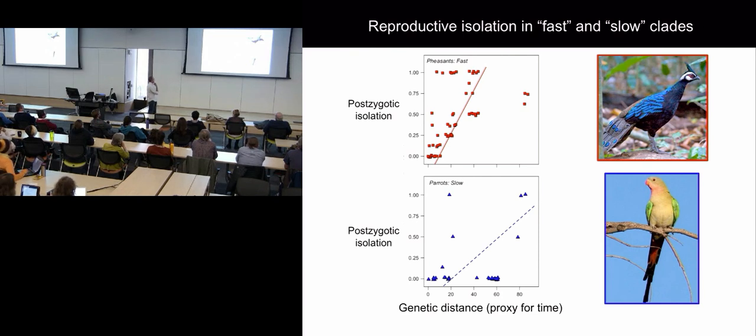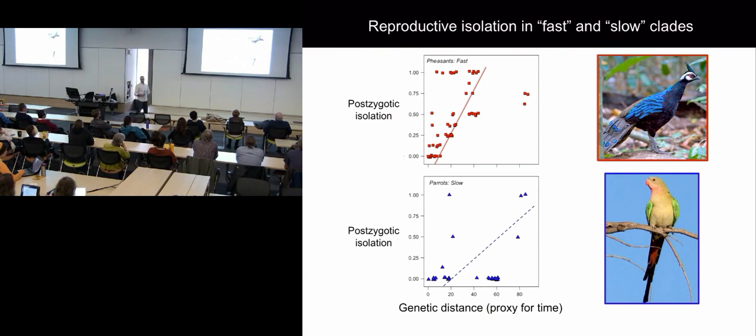Up at the top, you have one clade of birds, the pheasants, which accumulate reproductive isolation relatively quickly, and they're in red. You can see that because these data points are scaled on common y and x axes, so the fitted slope of that accumulation of postzygotic isolation with respect to time is steep. And on the bottom, we have another clade of birds, the parrots, which accumulate reproductive isolation relatively slowly.